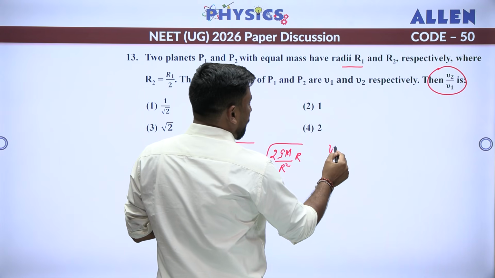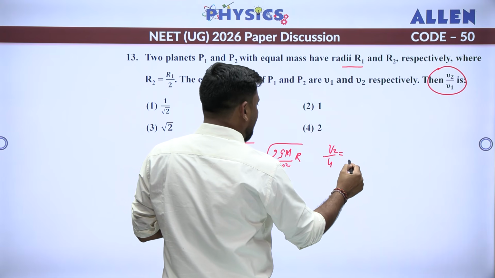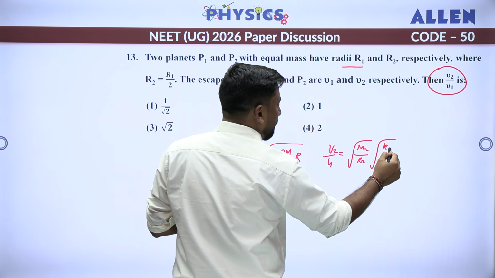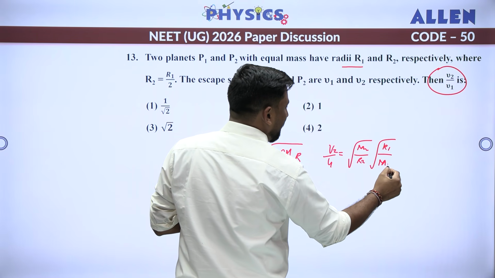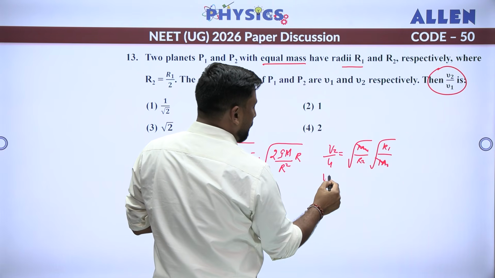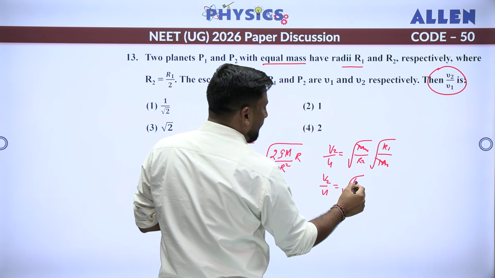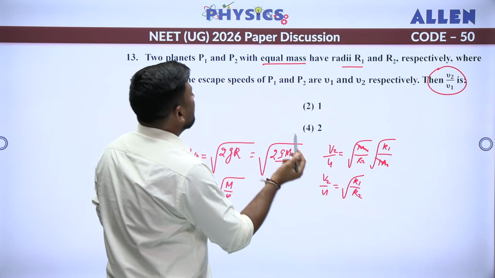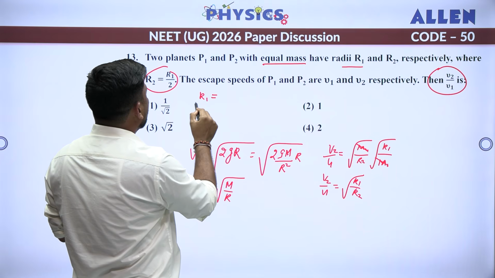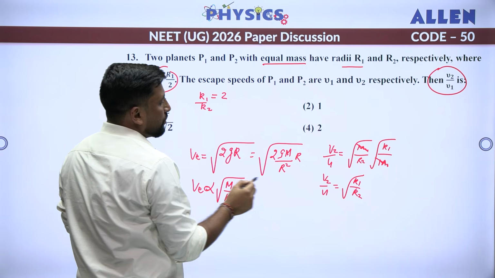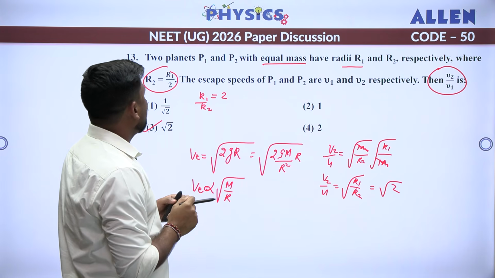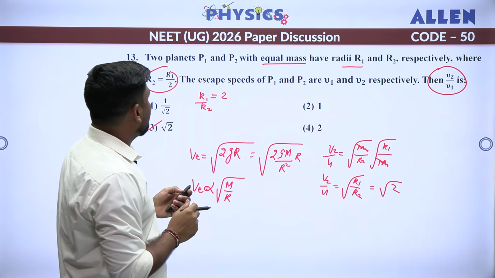So we can say v2 by v1 is nothing but root of M2 by R2 into root of R1 by M1. Mass is given same, so this and this will get cancelled. So v2 by v1 is going to be root of R1 by R2. They have already given the ratio of the radius, right? What they have given? R1 by R2 they have given as 2. So root of this will be root of 2. So it is matching with option 3. So for question number 13, answer 3 is correct.